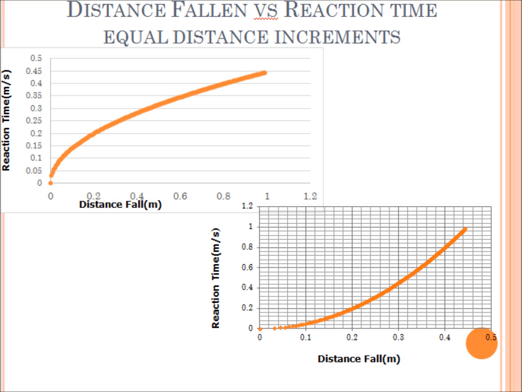Here is the chart I made in Excel: distance versus reaction time, with equal distance increments. As we can see, a longer distance means slower reaction. A shorter distance means faster reaction.